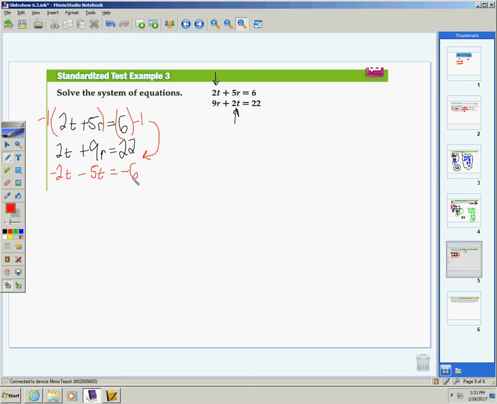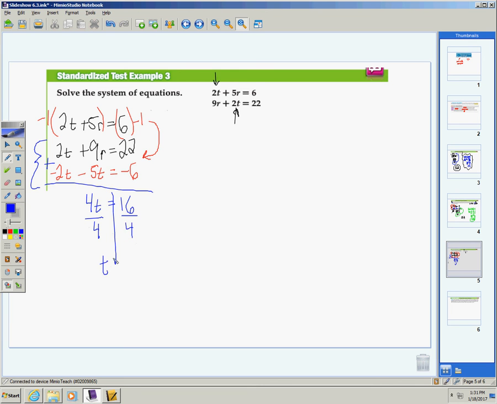And now I'm going to use these two equations and add them together. I'm using elimination because 2t plus -2t cancels out. 9t plus -5t gives me 4t equals 22 plus -6, which gives me 16. Now I simply continue on like I have in every problem. Solve for t.